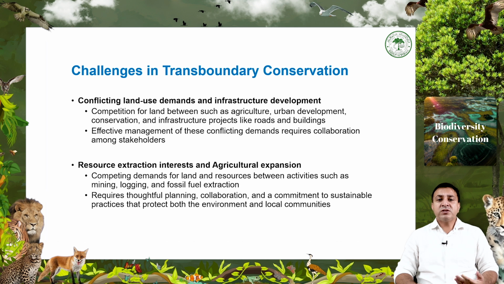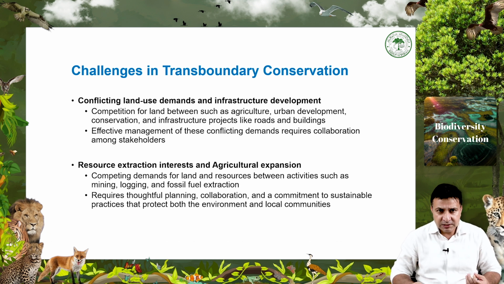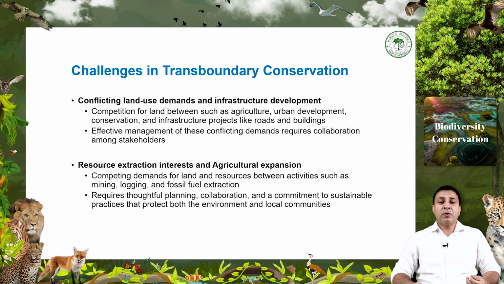Another is conflicting land use demands and infrastructure development. We can say conflicting land use demands and infrastructure development refer to the competition for land between different uses such as agriculture, urban development, conservation, and infrastructure projects like roads and buildings. This can lead to significant challenges in planning and resource management. We can say effective management of these conflicting demands requires collaboration among stakeholders, thus needs adaptive planning and a commitment to sustainable development that recognizes the interconnectedness of land use, infrastructure, and environmental health.